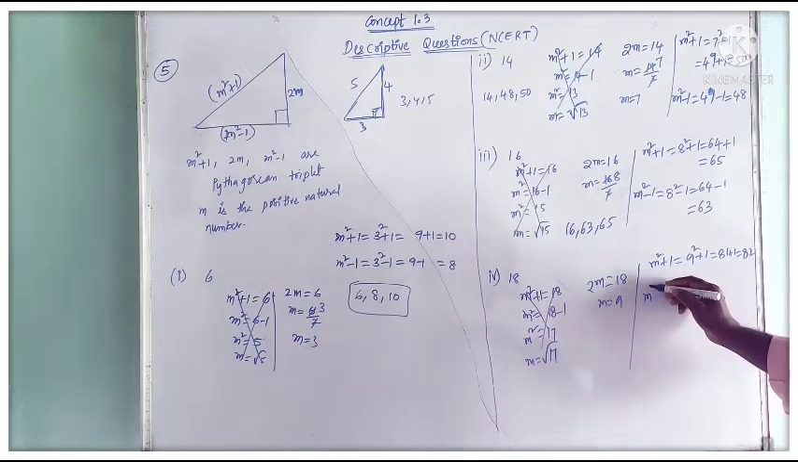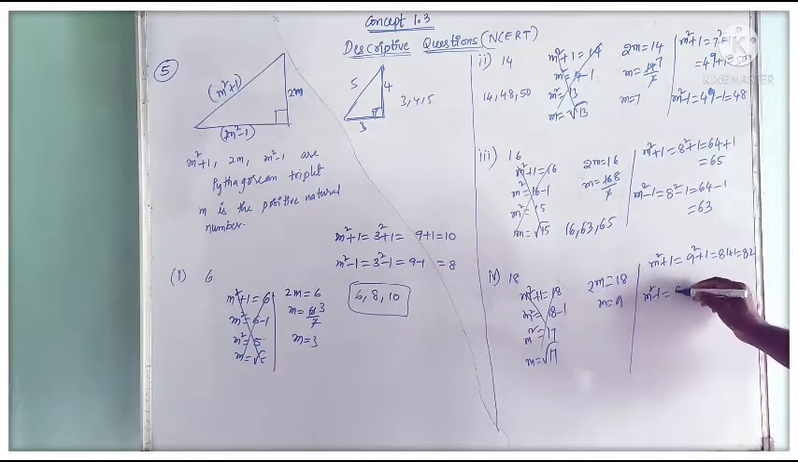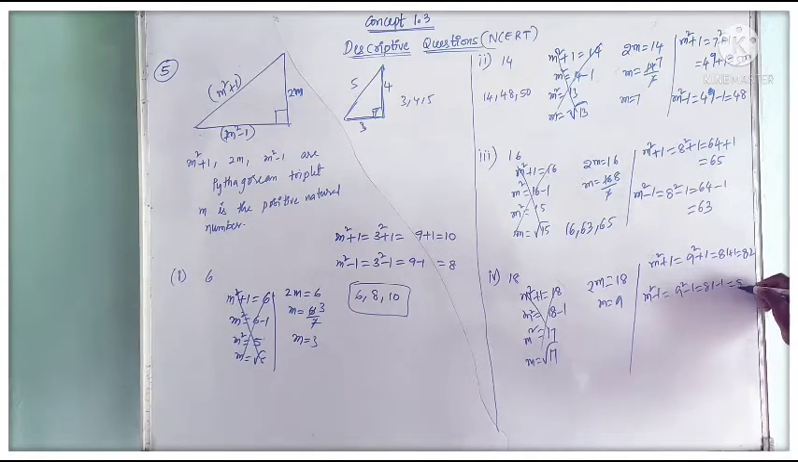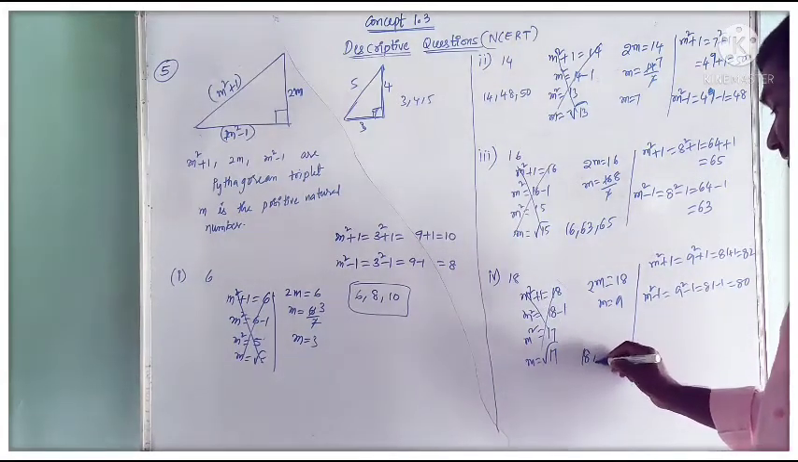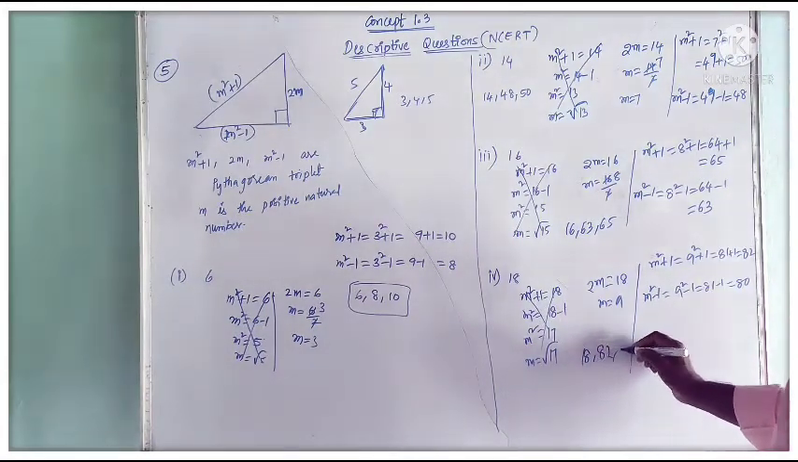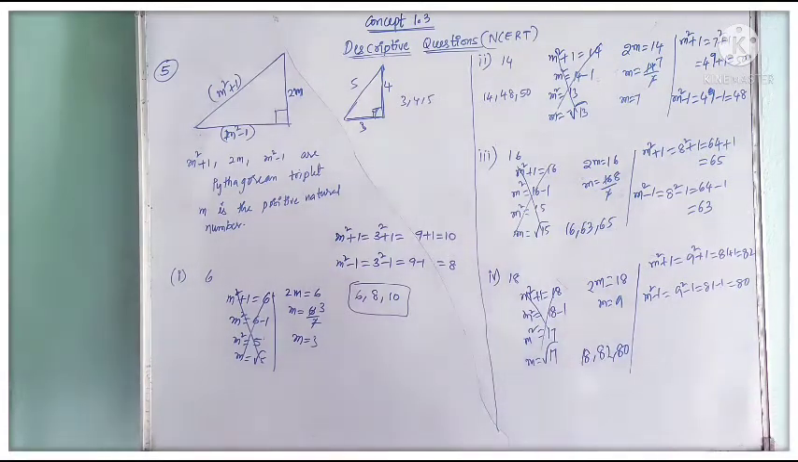Next, m square minus 1. 9 square minus 1 is equal to 81 minus 1, which is 80. The Pythagorean triplet whose one of the sides is 18 is 18, 82, 80.